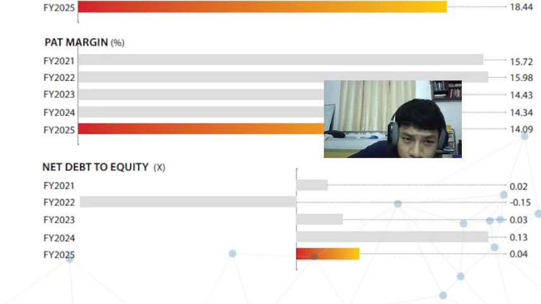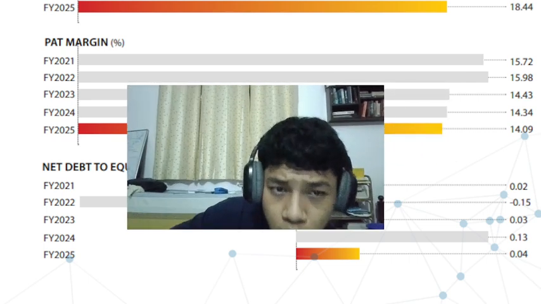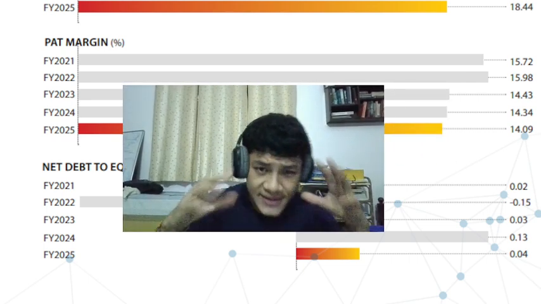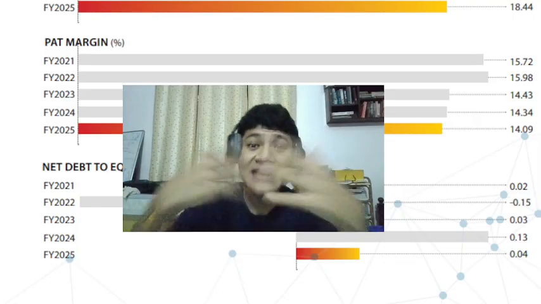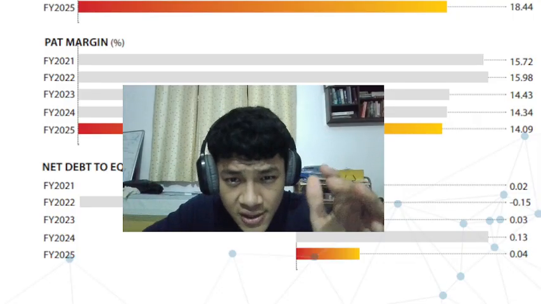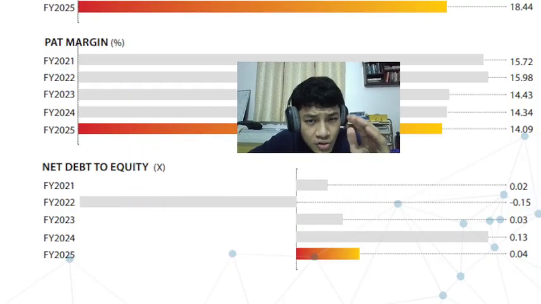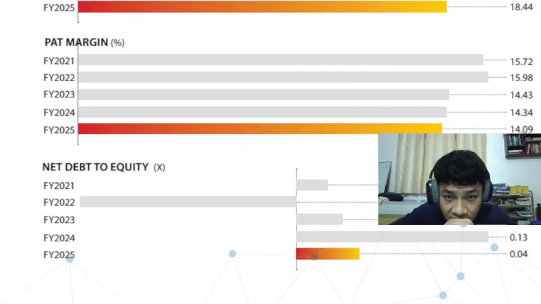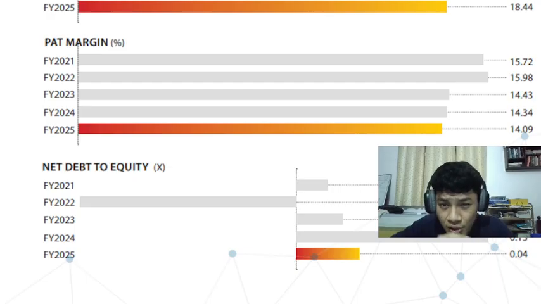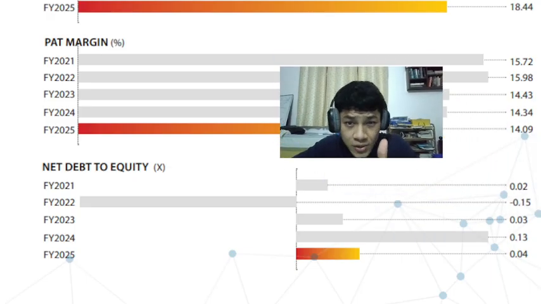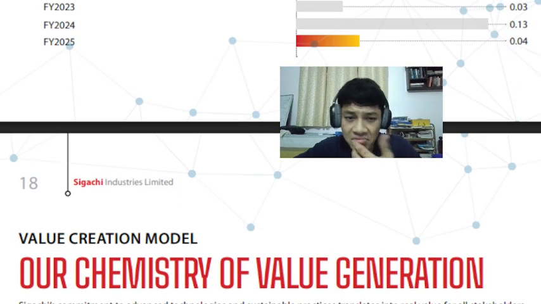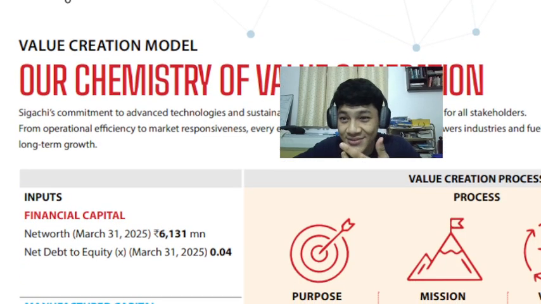Net debt to equity. Okay, important. Now, what is net debt? Net debt is total debt minus cash and cash equivalents of a company. As a ratio to equity, it's currently around 0.04 times of equity, or 4% of equity. So net debt as an amount is 4% of equity, which sounds good, I guess.